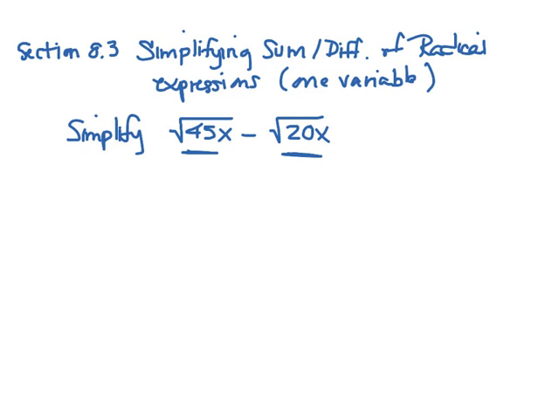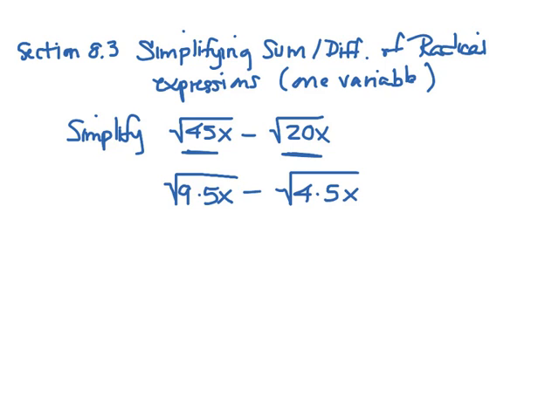So we have the square root of 45x. We see a perfect square in there. There's 9, and we have times 5 times x. Minus, and then here we've got 20, right? So 20 can be broken down into 4 times 5, and we have an x in there.